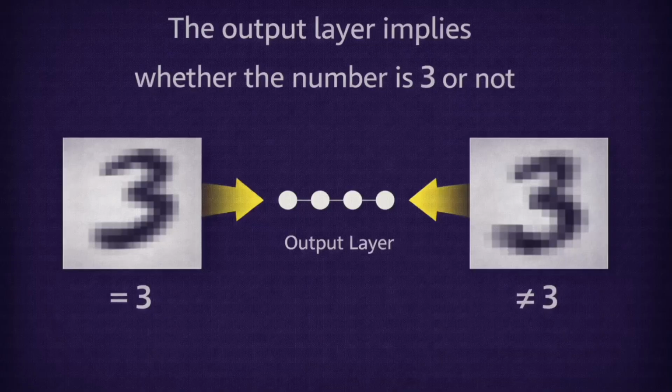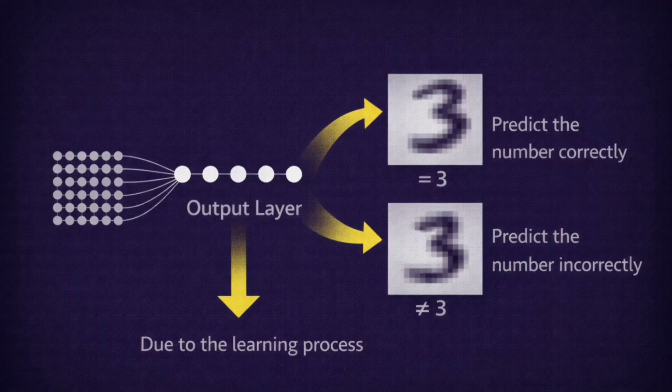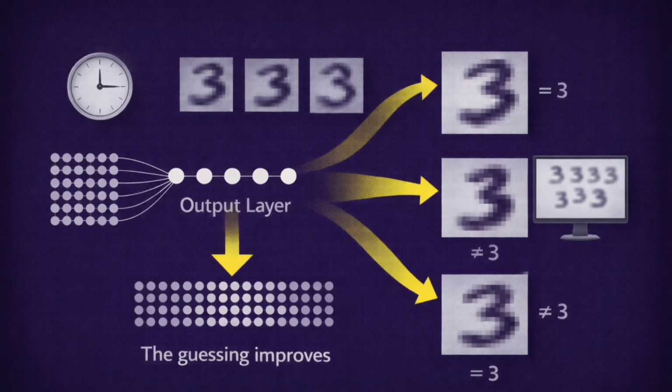Now notice something important. I said that the neural network determines whether the number is 3 or not. This means that the neural network does not always give the correct answer. It can predict the number correctly or it might get it wrong. And it is because it is still in the learning process. At this stage, the neural network is not certain. It makes an educated guess based on what it has learned so far. And over time, with more examples and more training, the guesswork improves.